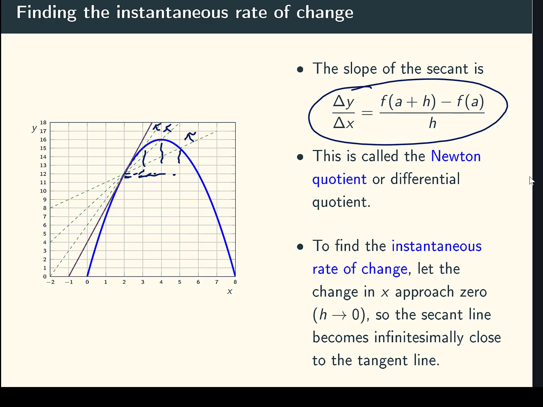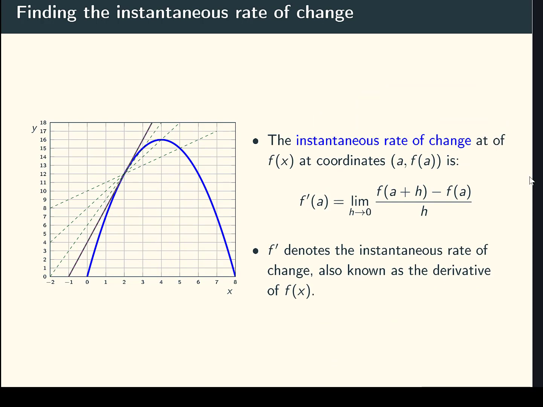Now the next step, the final step to finding the instantaneous rate of change, says let's let the change in x be very, very small, infinitesimally small. As h gets closer and closer to 0, as the change in x gets closer and closer to 0, the secant line gets closer and closer to the tangent line. How do we do that mathematically? Well, we can use the limit process. We can take the limit of the Newton quotient, or the differential quotient, and that will tell us what the instantaneous rate of change is, also known as the derivative.